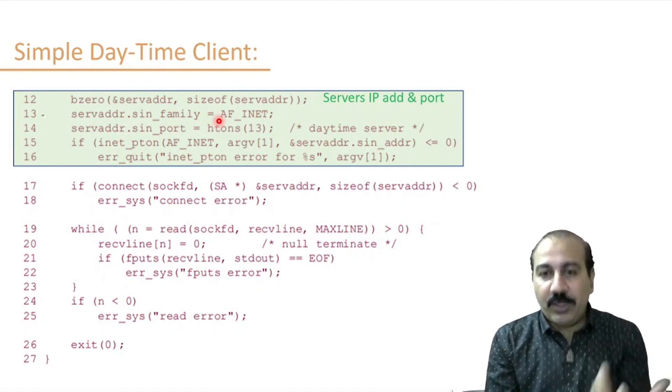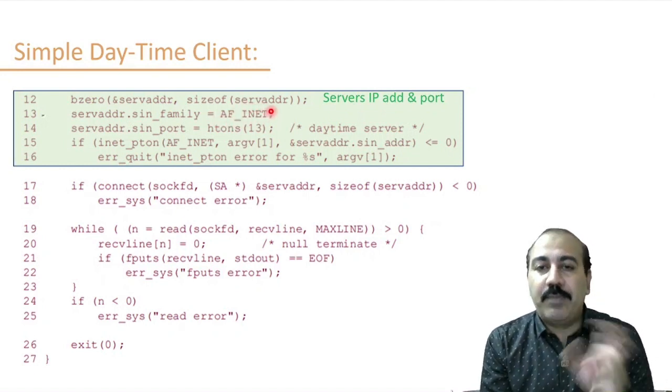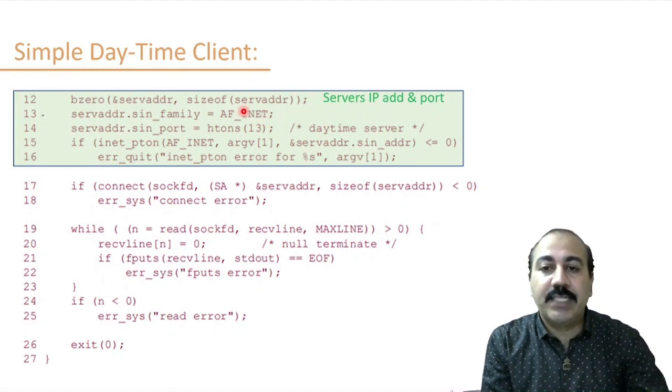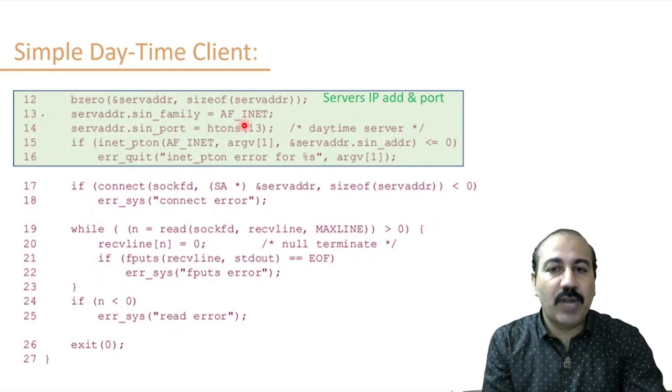But what I'm trying to tell here is this structure requires the type, the family, what type of streaming is required. So I'm specifying AF_INET. We will understand more on this later.